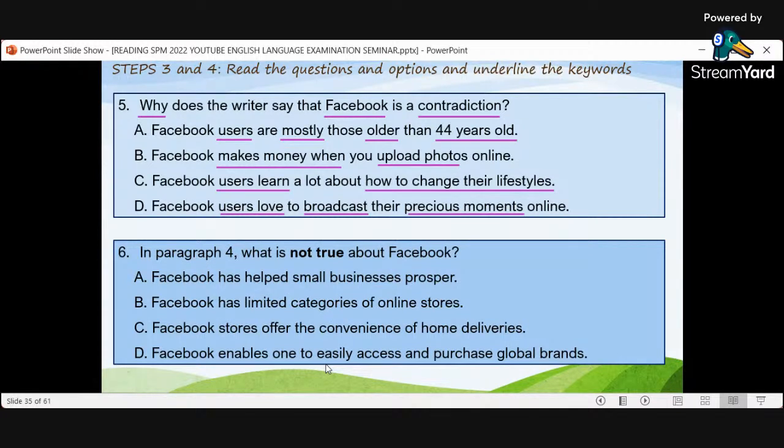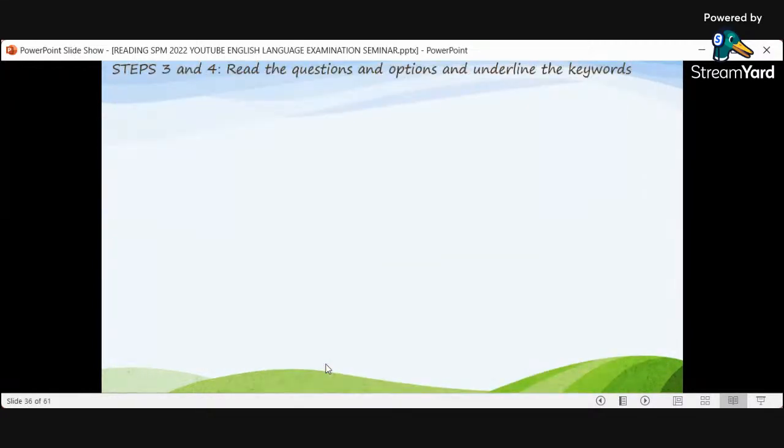And in paragraph 4, what is not true? Okay, just now the earlier question asked what is true, but for this paragraph they ask you what is not true. It helps small businesses prosper. It has limited categories of online stores, and the stores offer home deliveries, and it also enables one to easily access and purchase global brands, right?